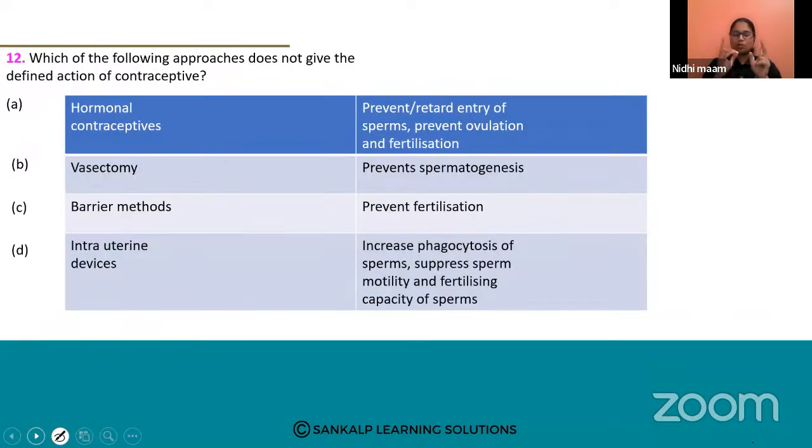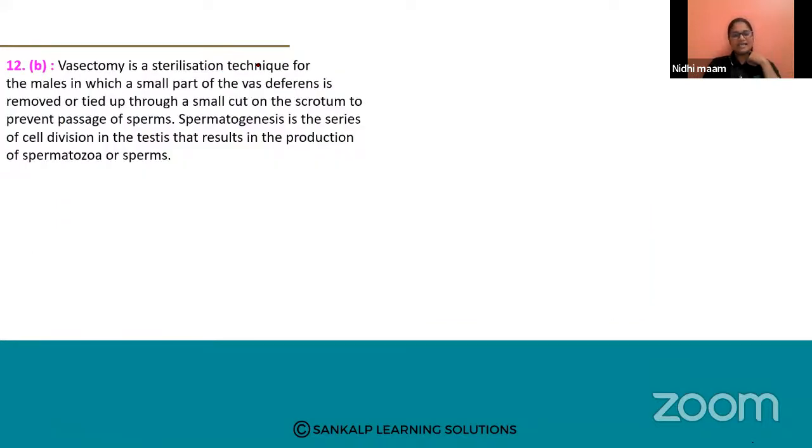In vasectomy, there is only a cut and tie at the vasa deferentia, but there is no change in spermatogenesis. As you can read, it is a sterilization technique and a surgical technique in a male, in which a small part of vasa deferentia will be removed. Spermatogenesis is the series of cell division in the testis that results in production of sperms. Here, spermatogenesis will happen during vasectomy, but the transportation of the sperms will be prevented. Spermatogenesis is not prevented here; it is the sperm transportation that is prevented. So option B is the right answer. Next question.